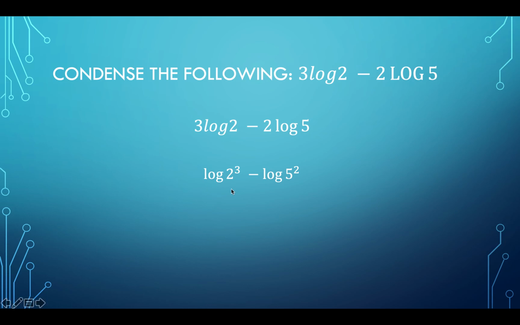So we have log 2 to the third minus log 5 squared. Now don't worry about going ahead and simplifying 2 to the third and 5 squared. You could leave them as is right here. So to simplify this even further, we got to do what? We got to get rid of this subtraction sign. Subtraction means we're doing what? Division. So our final answer is log 2 to the third over 5 squared.